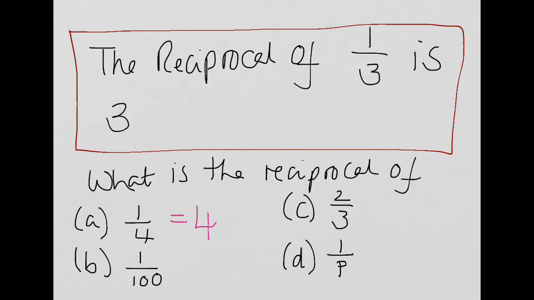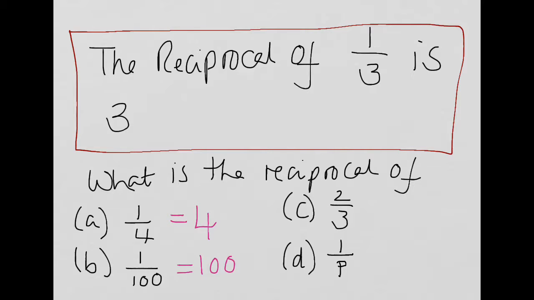So, here we go. 1 over 100, the reciprocal is 100. Right, C. C was a tricky one. C, I kind of just snuck in there a bit. 2/3, the reciprocal of 2/3. Well, what are you going to do? Well, I know what the reciprocal of 2 on the top would be. That would be a half. And I know what the reciprocal of 3 on the bottom would be, 1/3. So that would be 3.